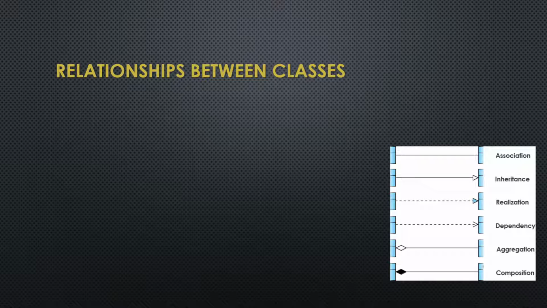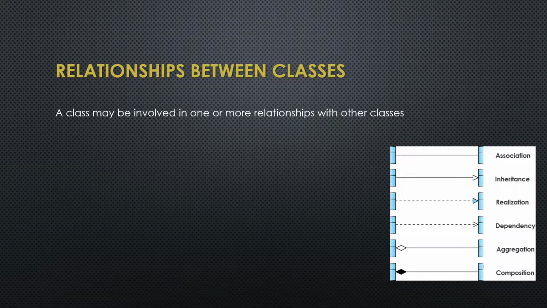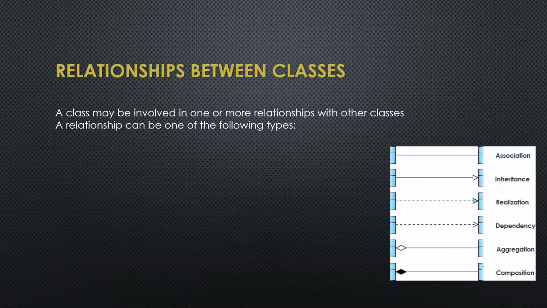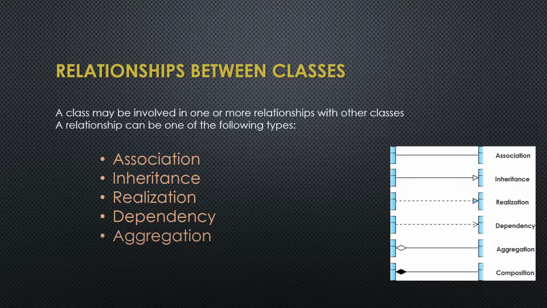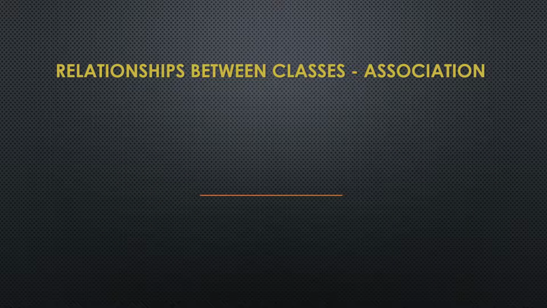Relationships between classes. A class may be involved in one or more relationships with other classes. A relationship can be one of the following types: an association, inheritance, realization, dependency, aggregation, composition. Let's see the association.